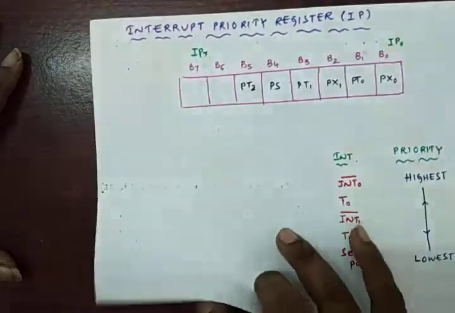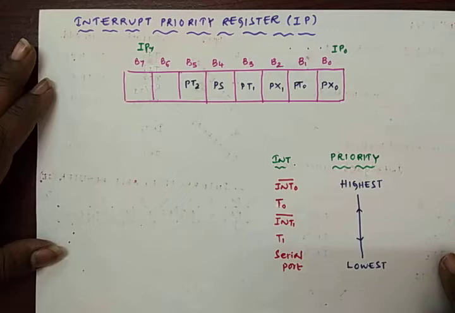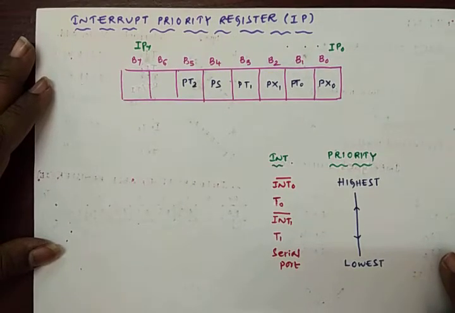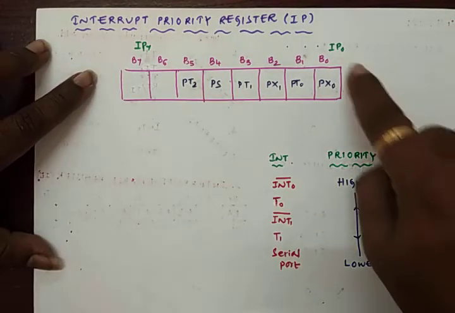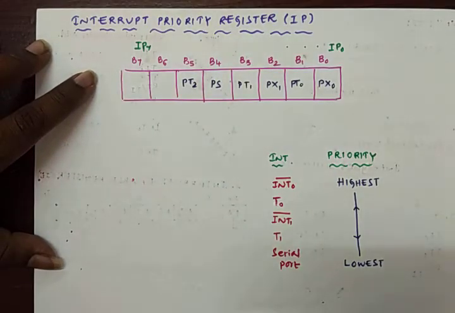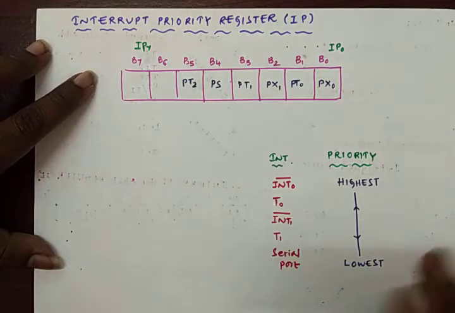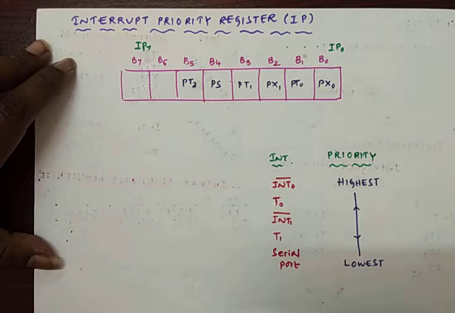So then I am going to talk about another important thing, that is called the interrupt priority register. Here this is the interrupt priority register, IP0 to IP7. How many interrupts do we have? We have 5 interrupt sources. Of those, 3 are internal and 2 are external.